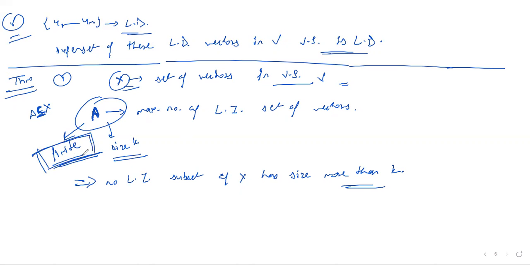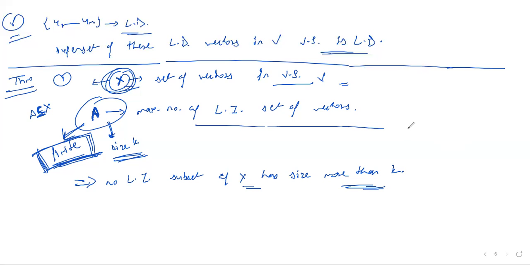The linearly independent set of vectors, the maximum number of linearly independent vectors, has to be finite for this. And if the size is k, then it is the maximum number of linearly independent set of vectors of size k. That means x does not contain any linearly independent subset of size more than k. This is the maximum number of linearly independent vectors. It is a simple definition or simple observation.